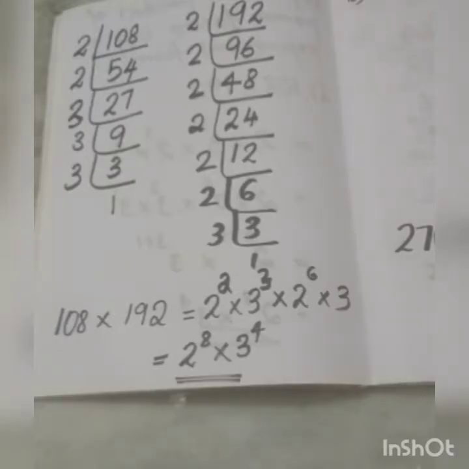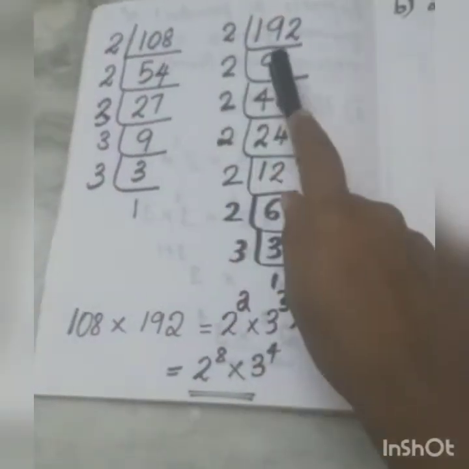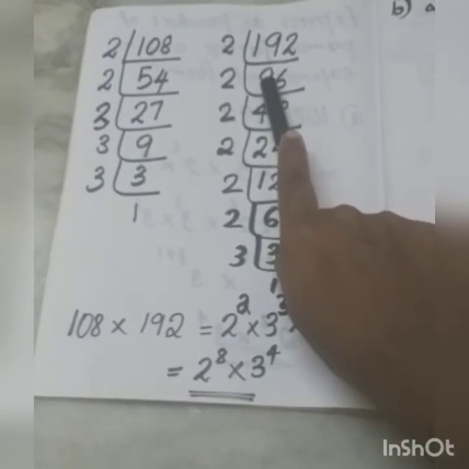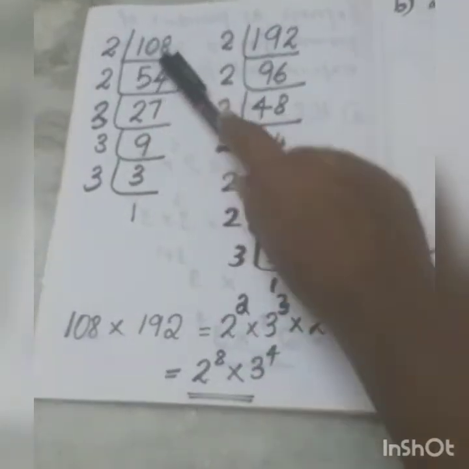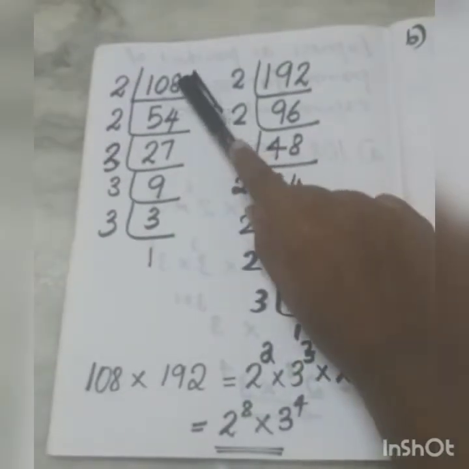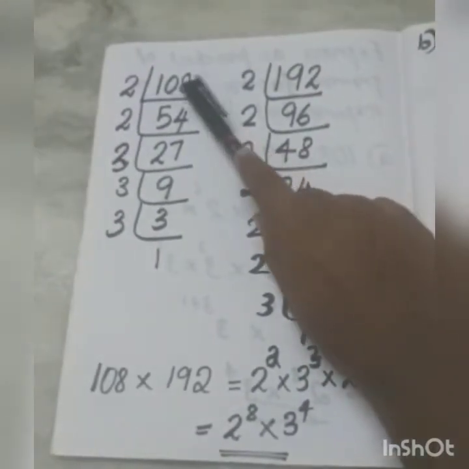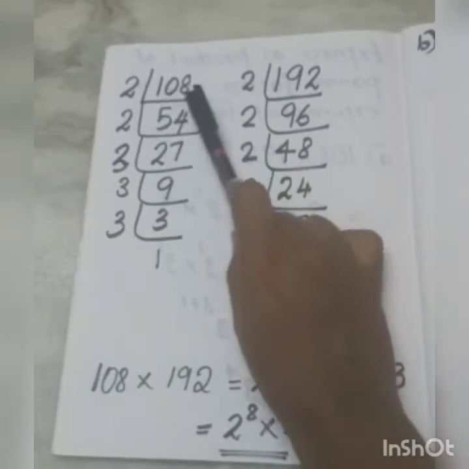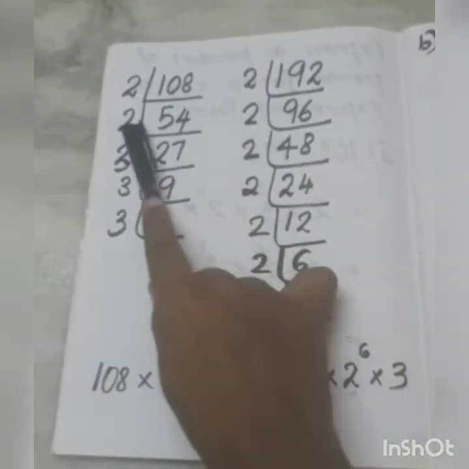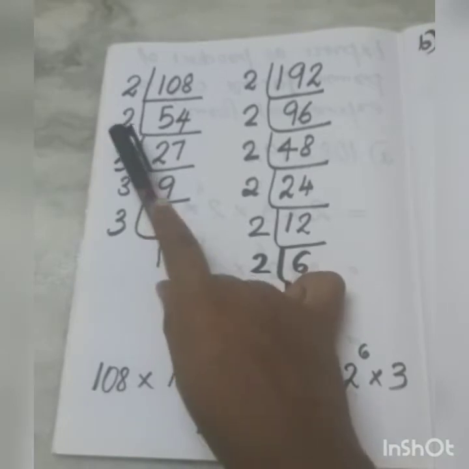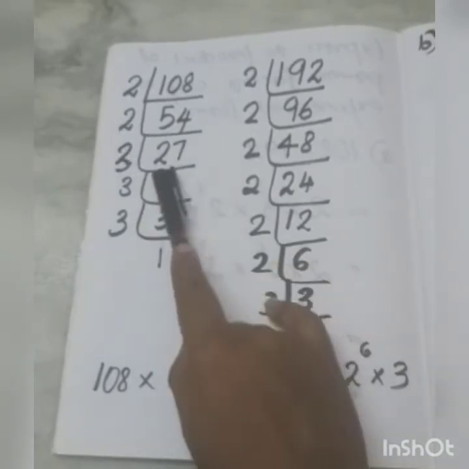So the given two numbers, 108 and 192, we are first prime factorizing. First 108. You know 108 is an even number, so we can start with 2. So 108 divided by 2 you will get 54. Now again it's an even number, so again you can prime factorize using 2. Then 2 into 27 is 54.